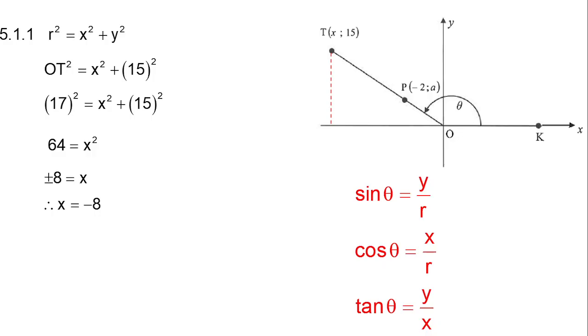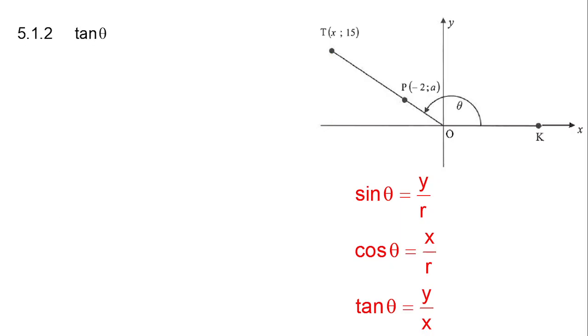Now, this is also a reminder of how we define the trig ratios on a trig diagram. So keep this in mind as we approach the subsequent questions. So the second question is asking us to find the value of tan theta. If you look at your definition, tan is y over x. So this is your y, which is 15, and your x, which is minus 8.